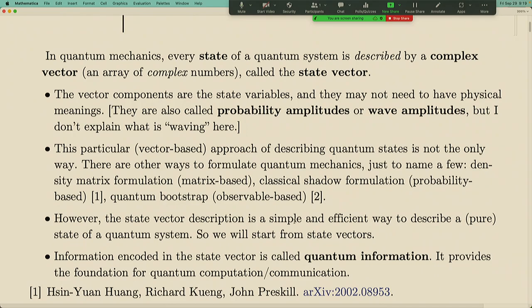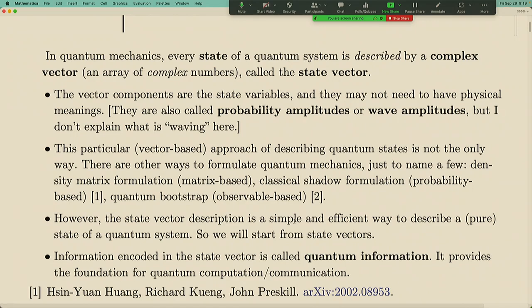In quantum mechanics, every state is described by a complex vector, and this vector is called the state vector. By complex vector, I mean the vector components are all complex numbers. The vector components are the so-called state variables. They may not need to have physical meaning. They are called probability amplitudes or wave amplitudes in the literature, but I'm not going to explain what is waving here, because really they don't need to have physical meaning.